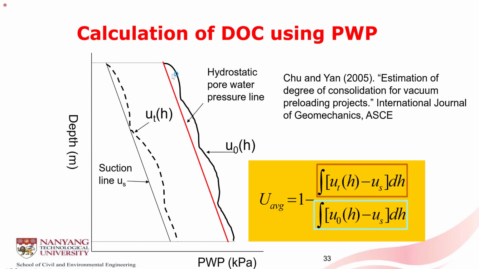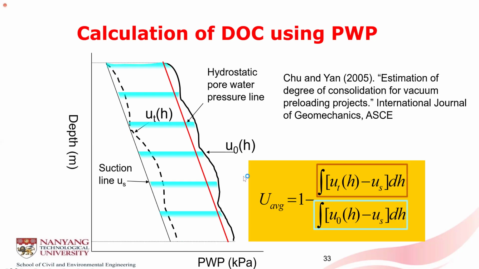This is for fill surcharge, but you may be wondering, what if I use vacuum preloading? The calculation will be more or less the same. Let's assume this is your hydrostatic line. You may have some initial excess pore pressure, so your pore pressure may not be exactly at the hydrostatic. After you have applied vacuum, let's say 80 kPa, there will be a suction line. The suction line is formed by translating your hydrostatic line horizontally to the left by the amount of suction, let's say 80 kPa.